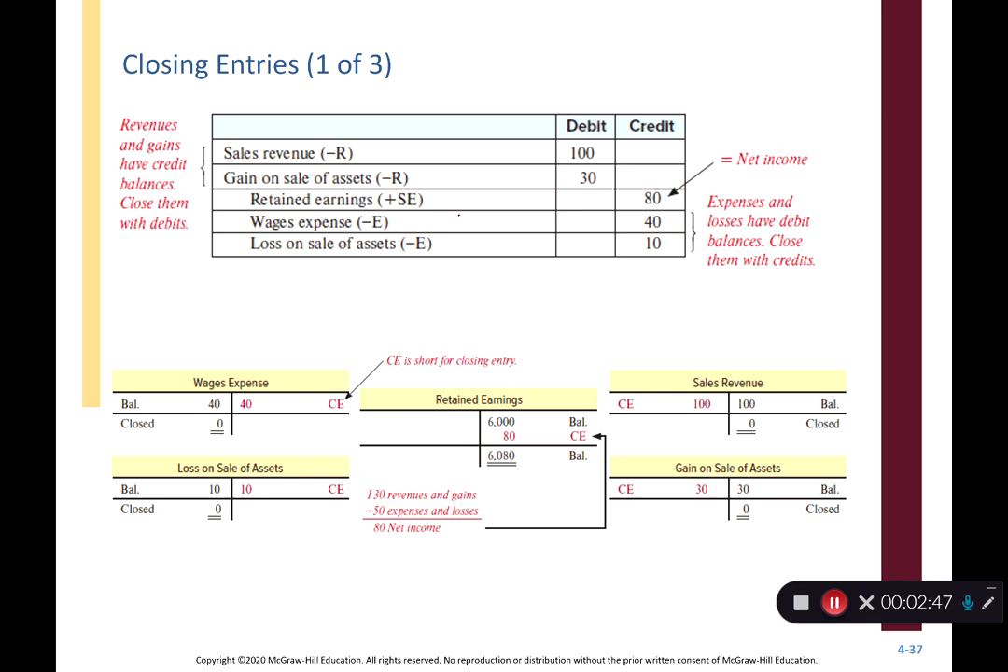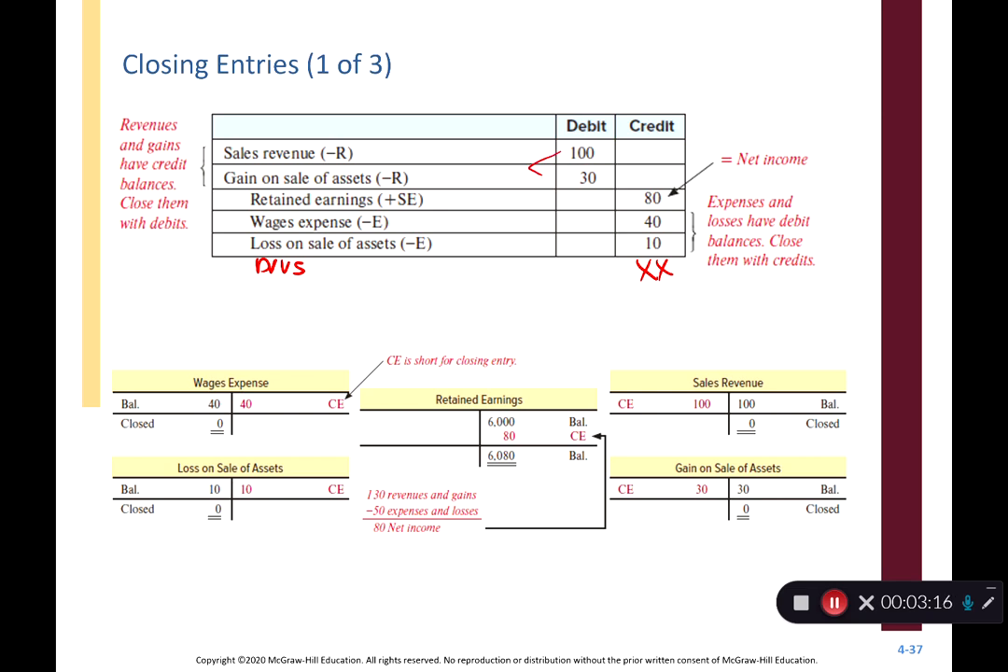So you're going to debit your revenues or gains to get rid of those, and then credit your expenses, losses, and if there are any, dividends, and then the difference gets shoved into retained earnings. So I'm just putting X's for dividends because we don't have any in this example. But what do I mean by the difference gets shoved into retained earnings? Well, the difference between debits and credits.